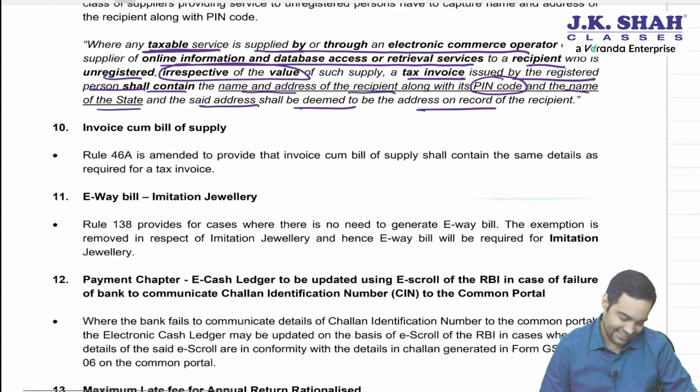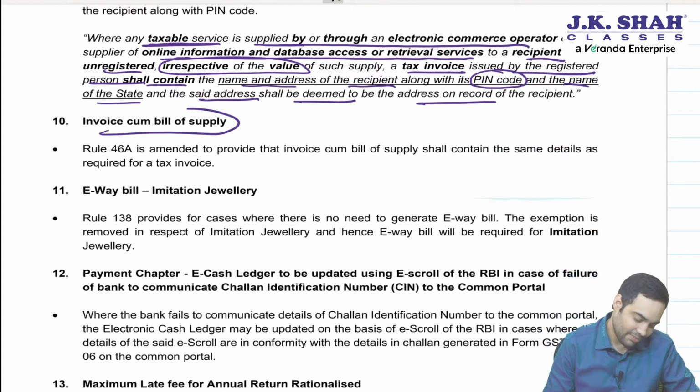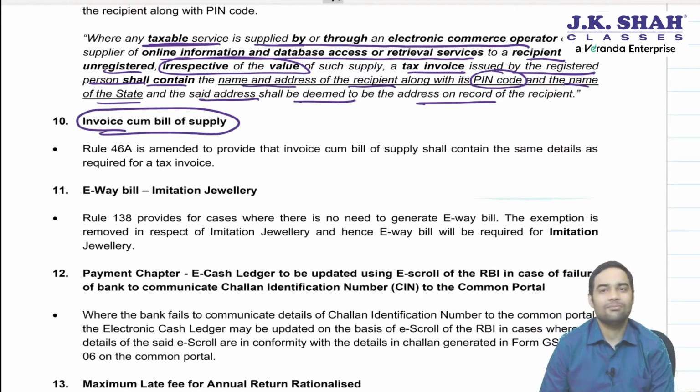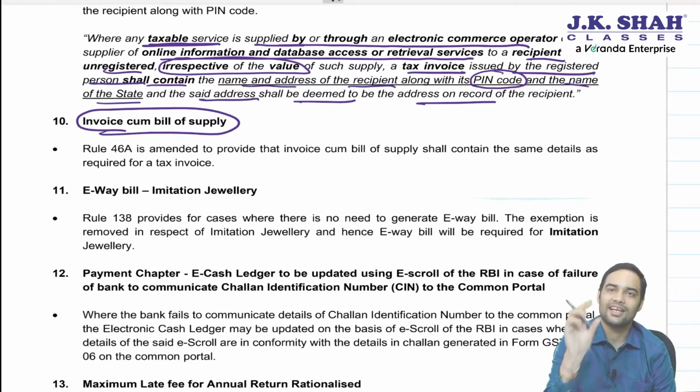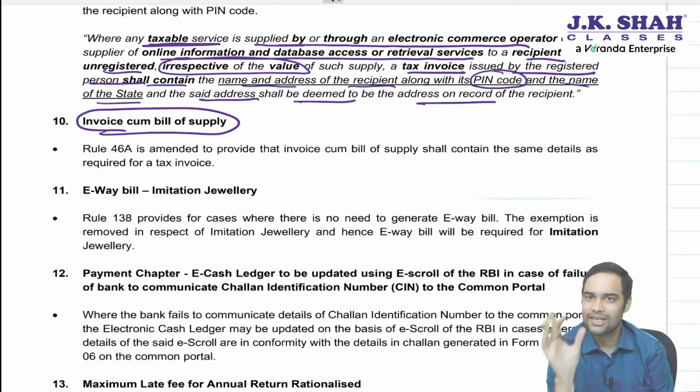Okay. Then invoice cum bill of supply. This invoice cum bill of supply, you can issue for both taxable as well as exempt supplies. This provision was starting with a notwithstanding clause. It said that notwithstanding anything. Now that became a very strong provision. It also meant that you are not required to mention anything in the invoice cum bill of supply because this provision is overriding everything.